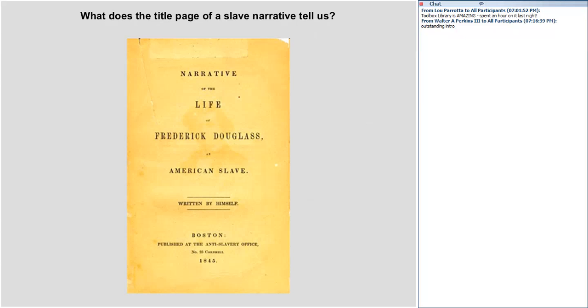The word narrative, of course, means that this is going to be a factual account. This is not a fiction, this is not a novel, this is a narrative, and the narrative is going to be of someone's life. It's going to be the life of Frederick Douglass, an American slave. The striking thing about this title page is written by himself. That little phrase speaks volumes to the reader who picks this book up for the first time, because there's a fundamental contradiction between what most white people think in 1845 about an American slave and this very title page.